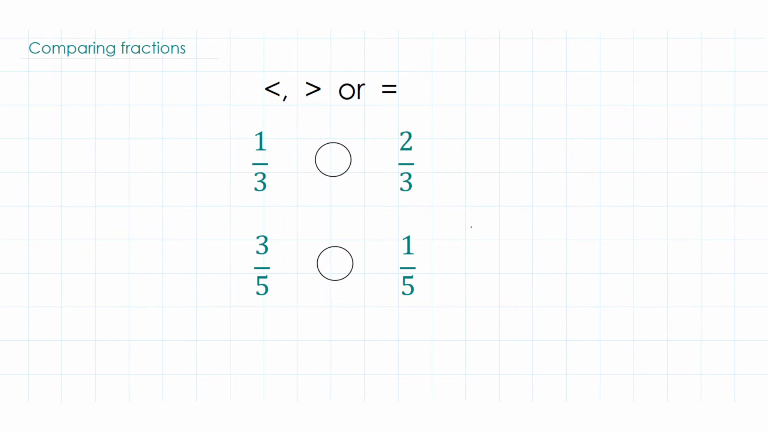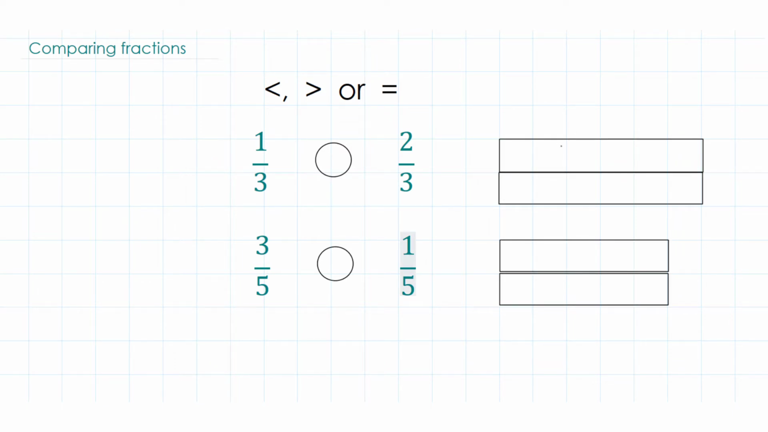Now, have a look here. What's different to what we've been looking at so far? Do you notice what's different to the previous examples? Let's look at the first one. We're comparing 1/3 and 2/3. So this time the numerators are different, but the denominators are the same. Same for the second one, 3/5 and 1/5. The numerators are different this time, the denominators are the same. How would you think about those? How would you compare them so you can decide which is the smaller fraction and which is the greater one?